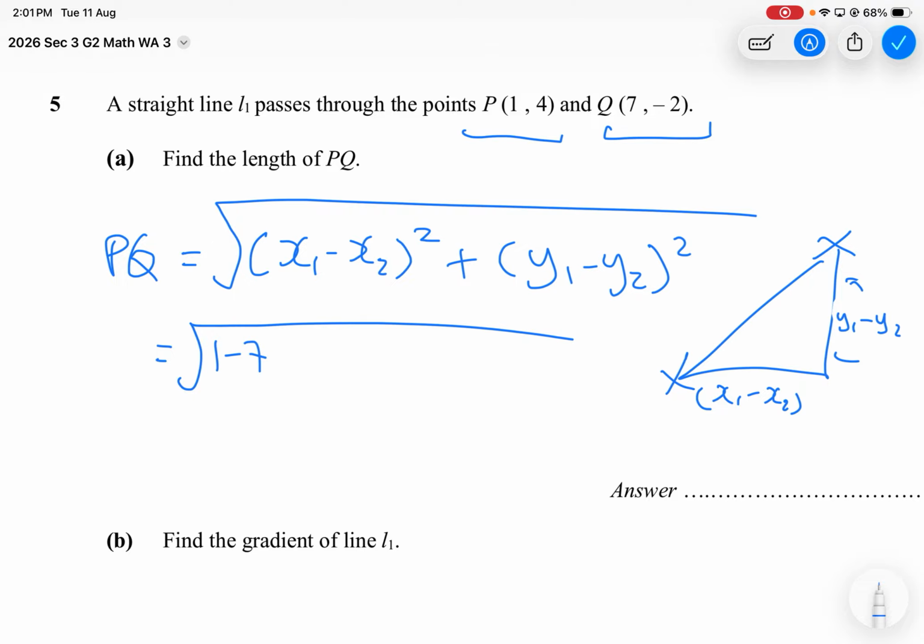You can put 1 minus 7, or 7 minus 1. You can put 4 minus negative 2, or negative 2 minus 4. But if you put negative, you must remember, minus negative. So substituting the numbers correctly, 1 mark. Then getting the final answer, 8.49, 1 mark.